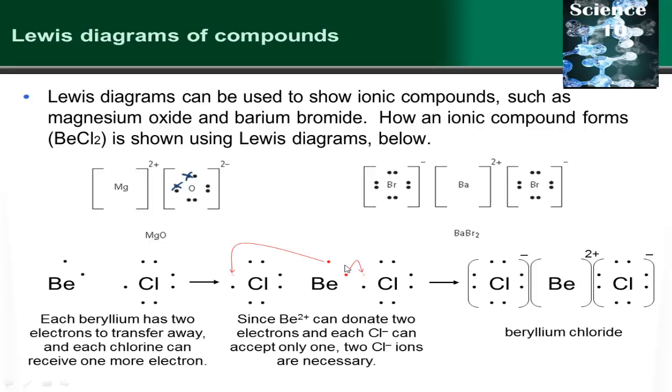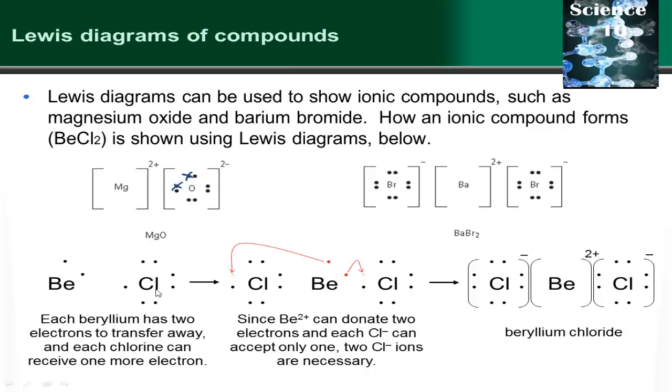So the last one, you are supposed to be able to draw how an ionic compound such as beryllium chloride might form. I would always start by drawing the Lewis diagram for each element. So beryllium, 2 valence electrons. Chlorine is a halogen, group 17, so it's got 7 valence electrons.